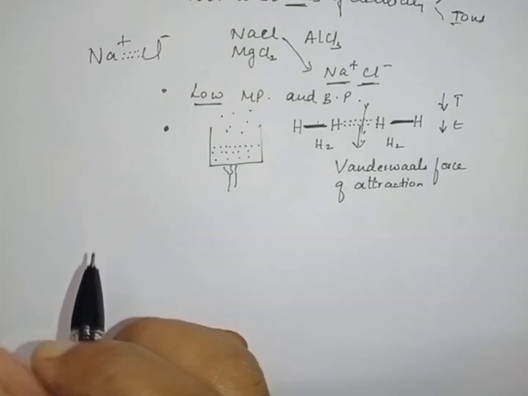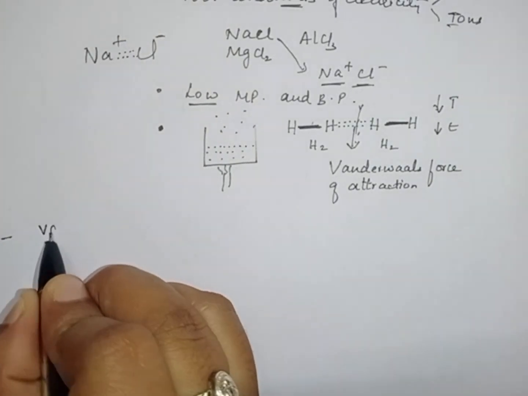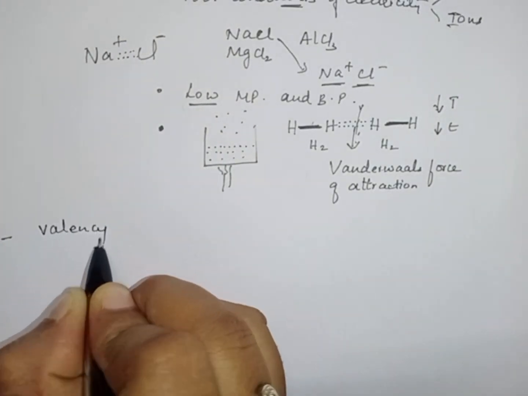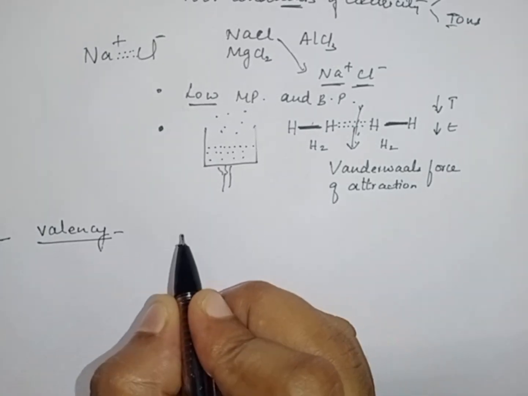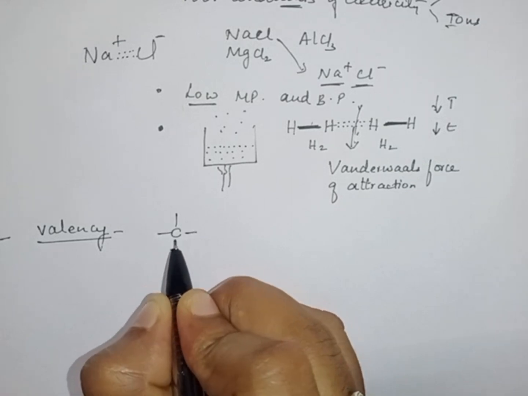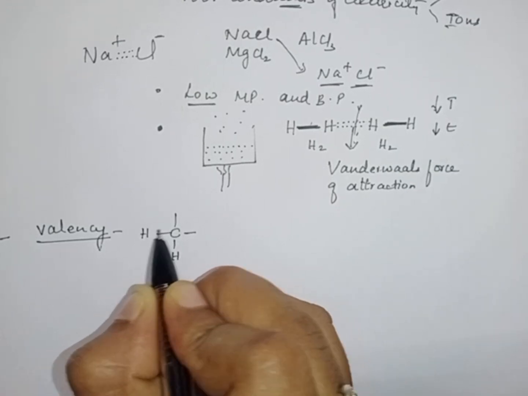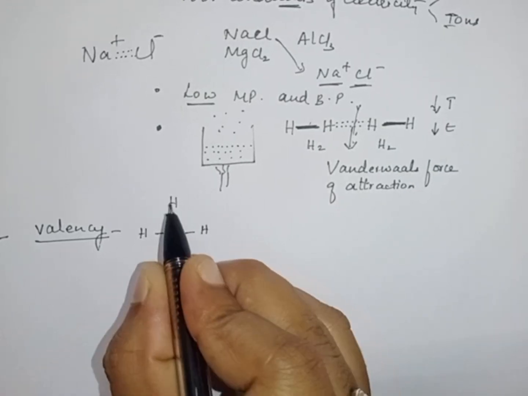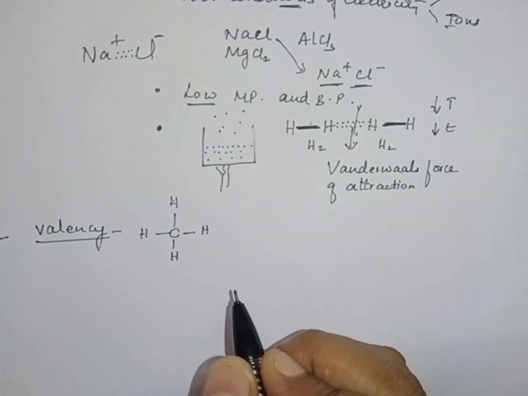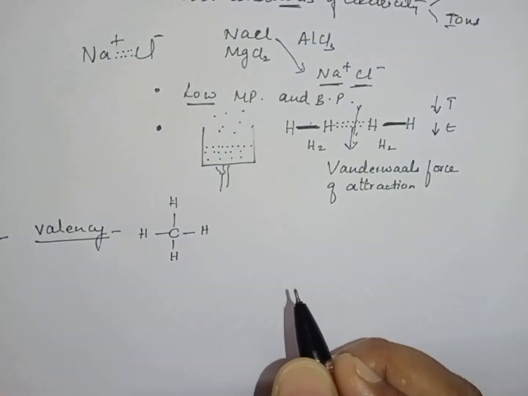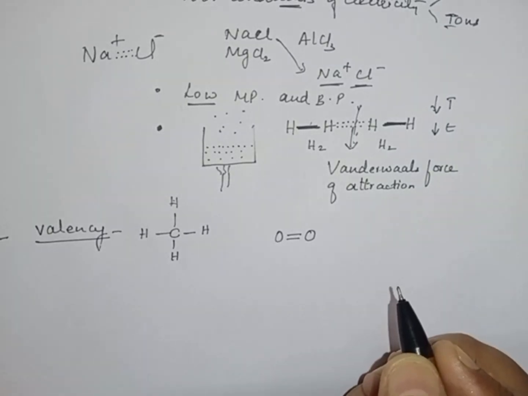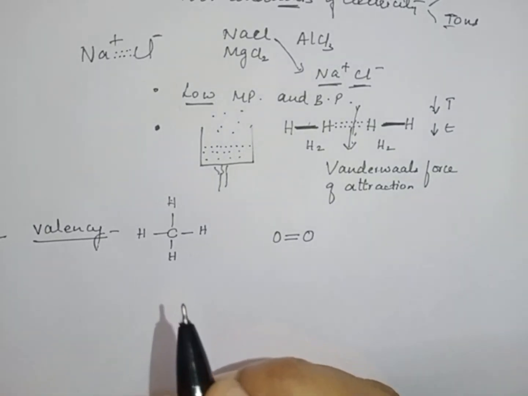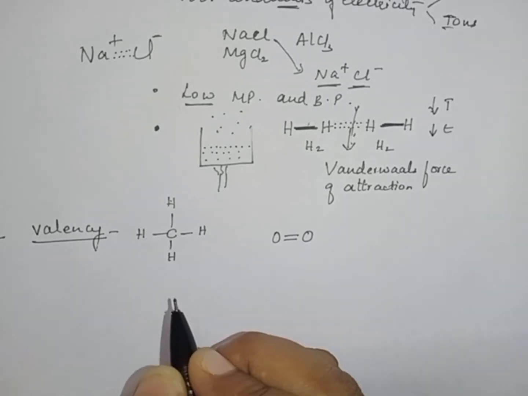Next, you'll be studying about the valency. The combining tendency of an element. For example, carbon will form 4 bonds, so its valency is 4. Hydrogen is making only 1 bond. Hydrogen valency is 1. Oxygen is making 2 bonds. Oxygen valency is 2. So the combining capacity of an element, we call it valency.